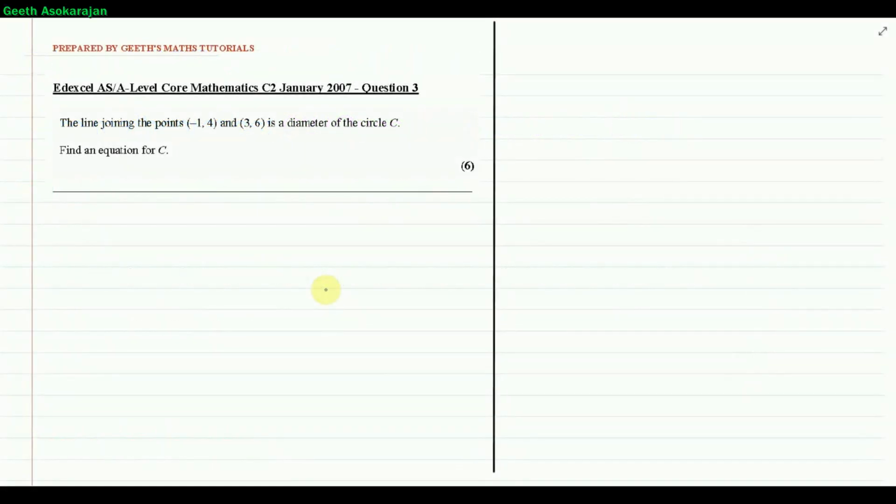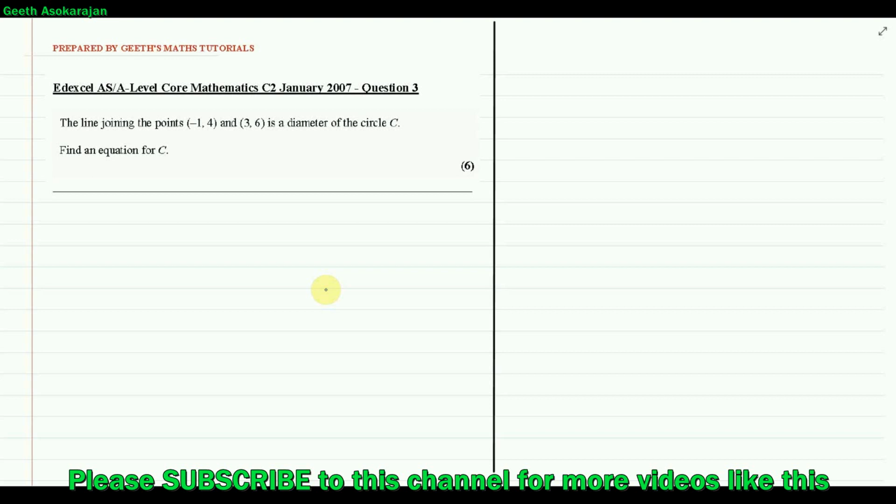Right, so let's take a look at another past exam question. This is from Core Maths C2, January 2007. It's an Edexcel question, and this is question number 3. So let's have a read.